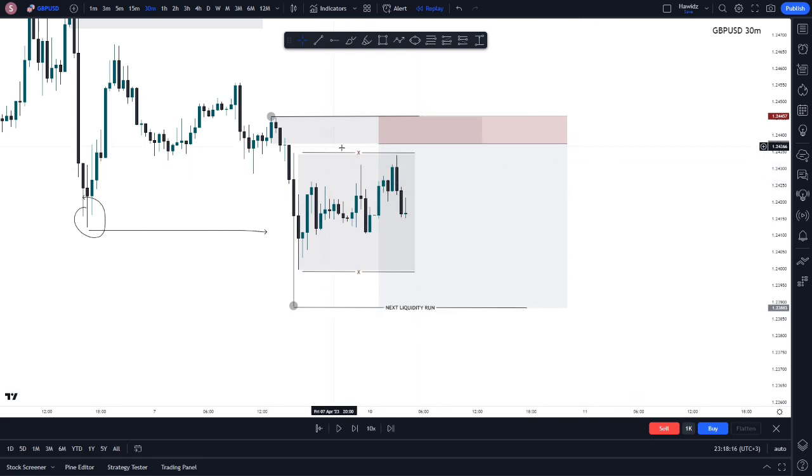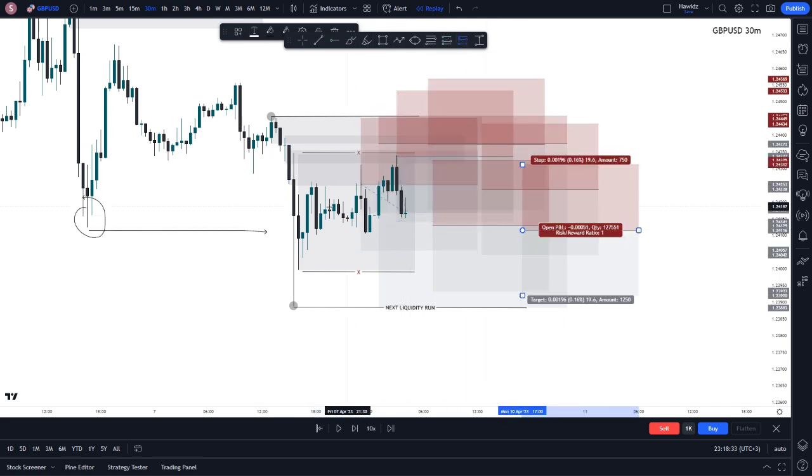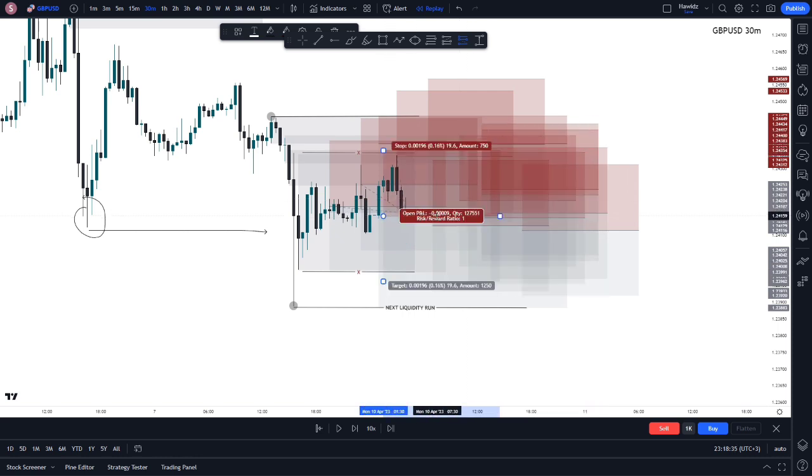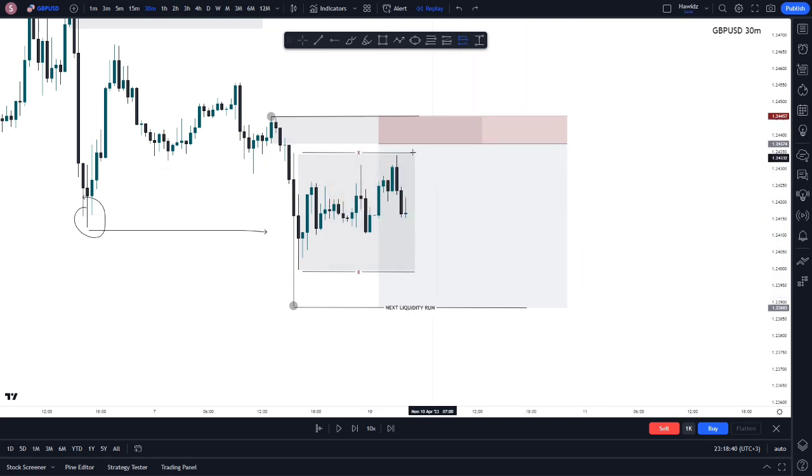Now, mind you, what am I not doing? I'm not just placing trades here. I'm not forcing any trades in this area, guys. I'm just sitting patiently, waiting for price to reach my area here of supply.